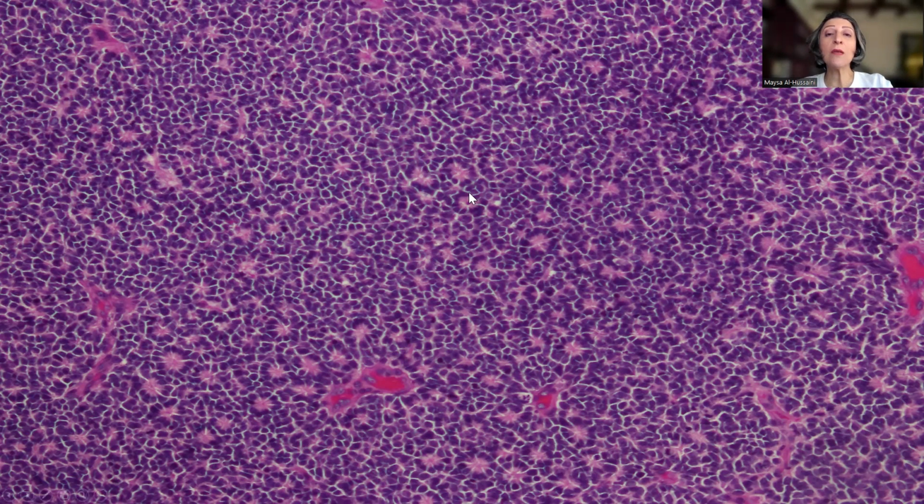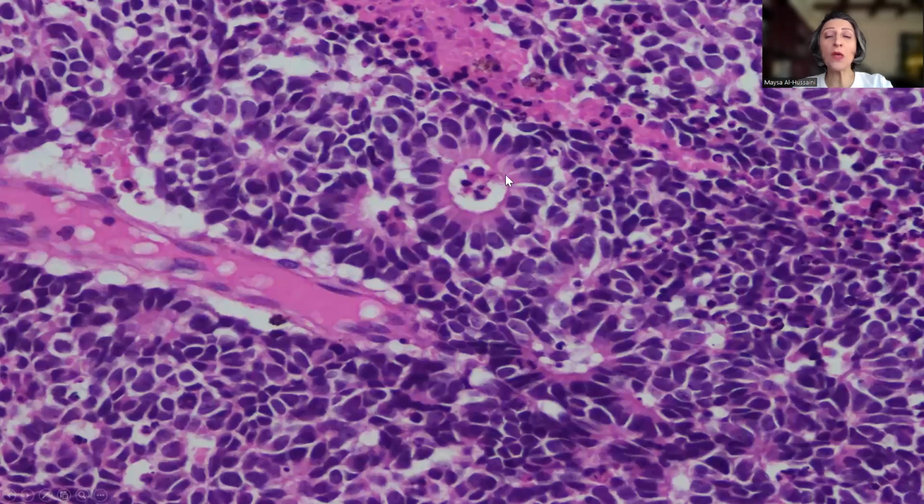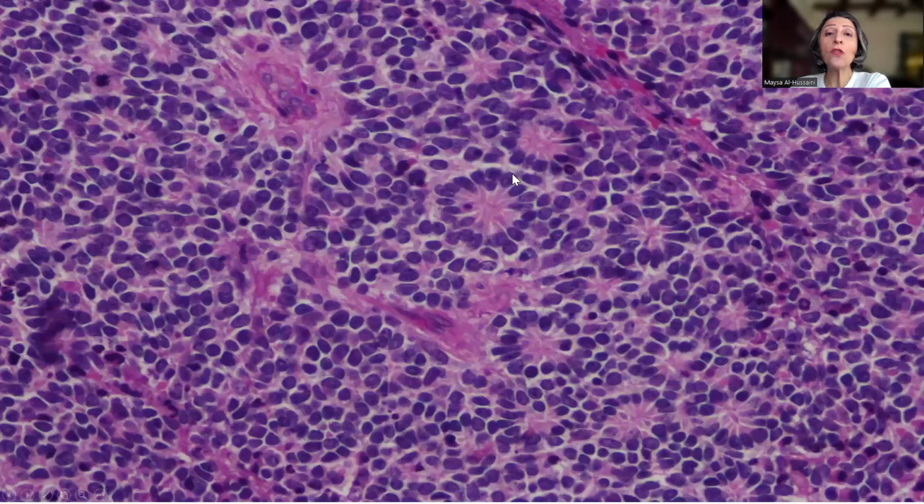If we see really prominent differentiation, more than 50% differentiation in the form of either Flexner-Wintersteiner rosettes with central lumina, or the Homer Wright rosettes with central neuropil, this is considered to be well differentiated. If we see less than 50% rosette formation, this is considered to be grade 2 differentiated retinoblastoma.